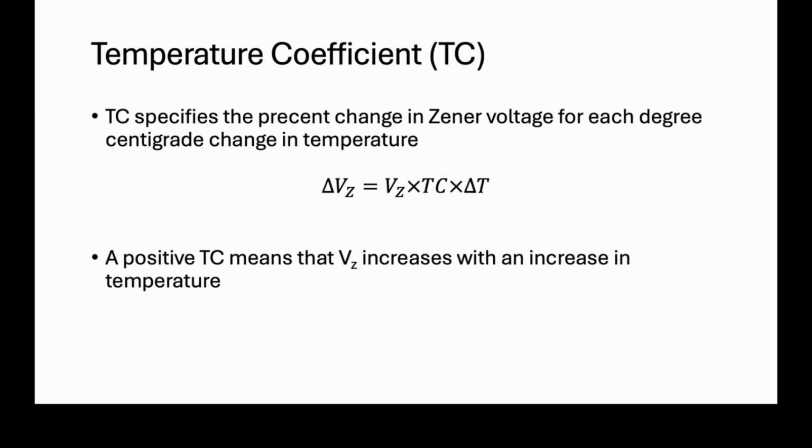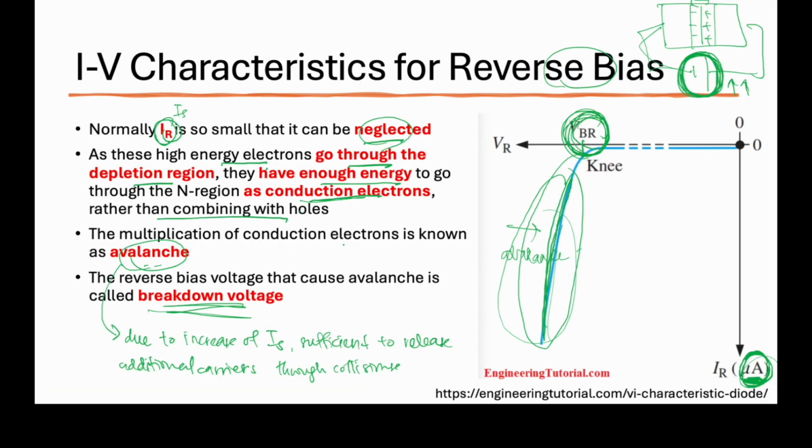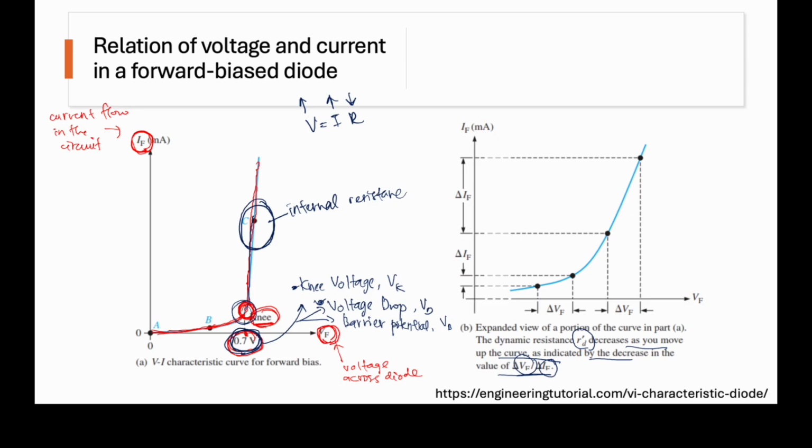Okay, so this is additional information about the temperature coefficient. Temperature coefficient is the percent change in the Zener voltage for each degree centigrade change in temperature. A positive temperature coefficient means that VZ, the Zener voltage, increases with an increase in temperature. Talking about temperature, I think I forgot to mention how much the temperature increases.